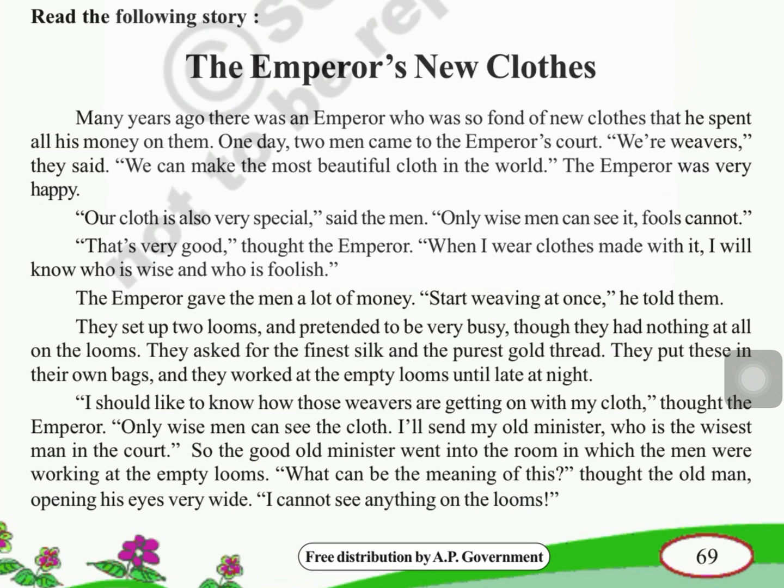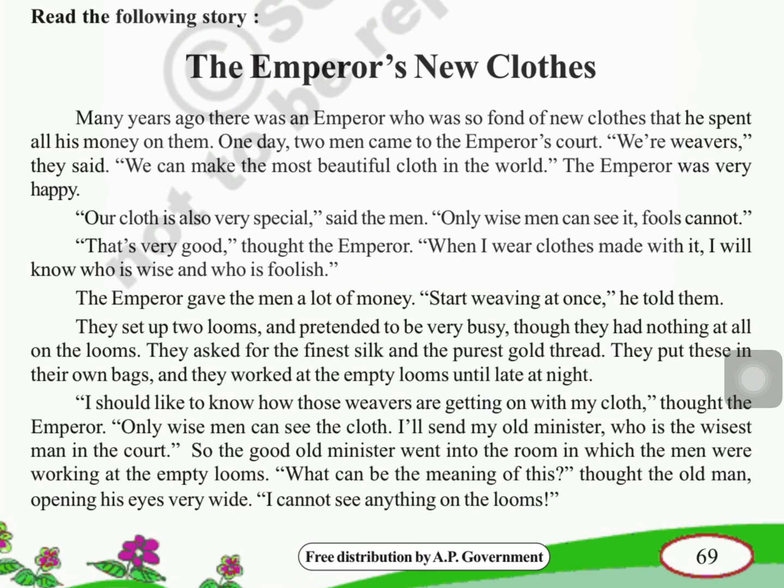They set up two looms. They made their arrangements. Looms are used to weave the clothes. And they pretended to be very busy, acted as if they were very busy. But actually what was going on there? They were idle, meaning workless. Though they had nothing at all on the looms, they asked for the finest silk and the purest gold thread. Actually, they were not working at all. They were pretending, acting as if they were working.